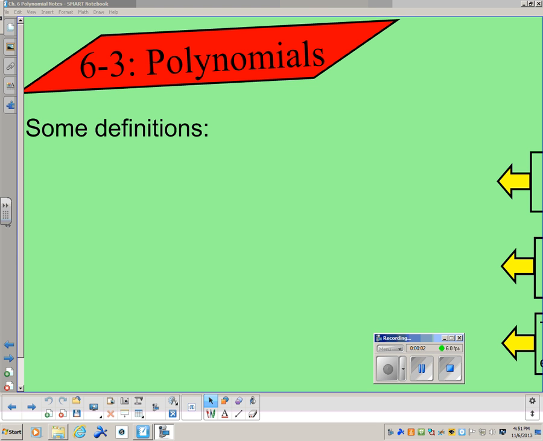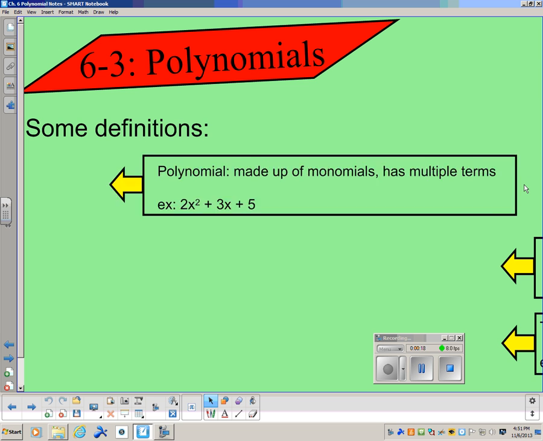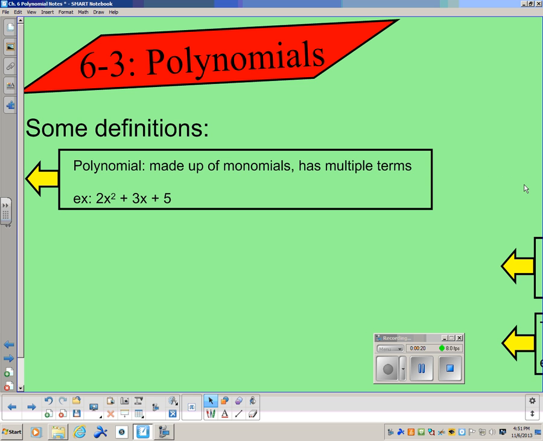All right, so you're going to want to have out your 6-3 notes, and we are going to be looking at polynomials. We've been looking at monomials, and today we're going to start looking at polynomials. And with these, we want to be able to add and subtract polynomials. So you have these written down on your 6-3 note sheet.